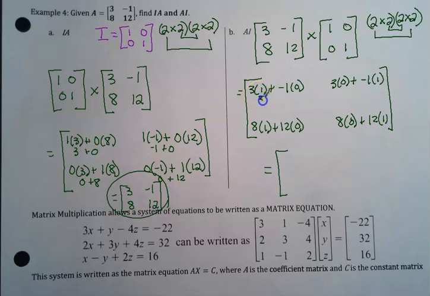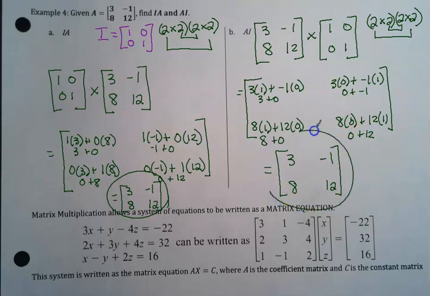Okay, so 3 times 1 is 3 plus 0. So this gives me a 3. 3 times 0 is 0 plus negative 1. So that gives me negative 1 here. 8 times 1 is 8 plus 12 times 0 is 0. So it gives me an 8 there. 8 times 0 is 0 plus 12 times 1 is 12. So that gives me a 12 here, which again is identical to what we started with in matrix A.